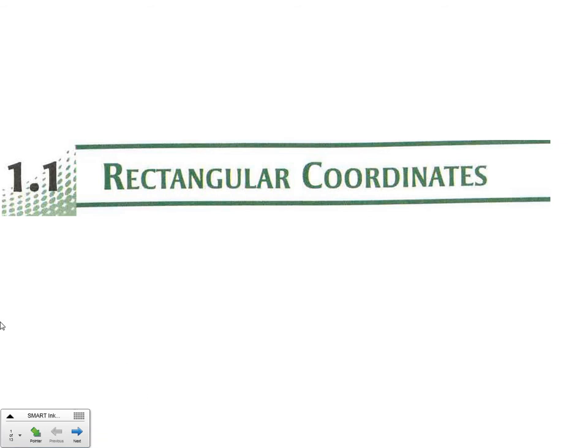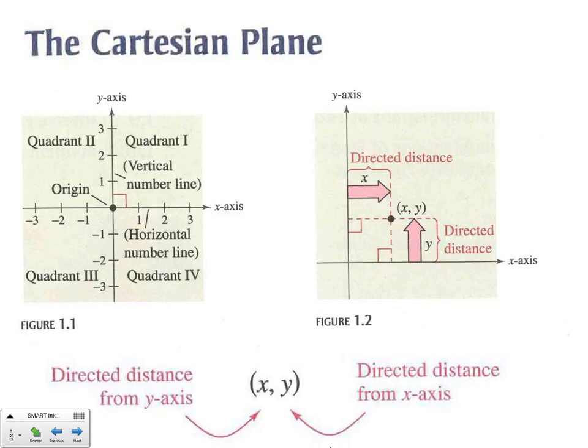All right, let's get started here with pre-calculus. Start from the very beginning. Chapter 1, Section 1, rectangular coordinates. And the first thing we're going to look at here is the Cartesian plane, named after our good friend René Descartes. What we're looking at here, just to review, the x-axis going side to side, y-axis going vertically up and down. They come together here at the origin.